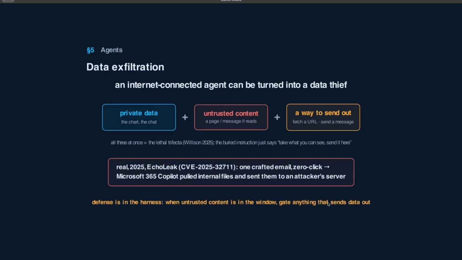Another thing that agents introduce is that if you combine three things, one being private data, two being untrusted content like an external web page, and three, give the agent a way to send data out, like access to the internet, that's a dangerous trio that allows agents to risk leaking data.